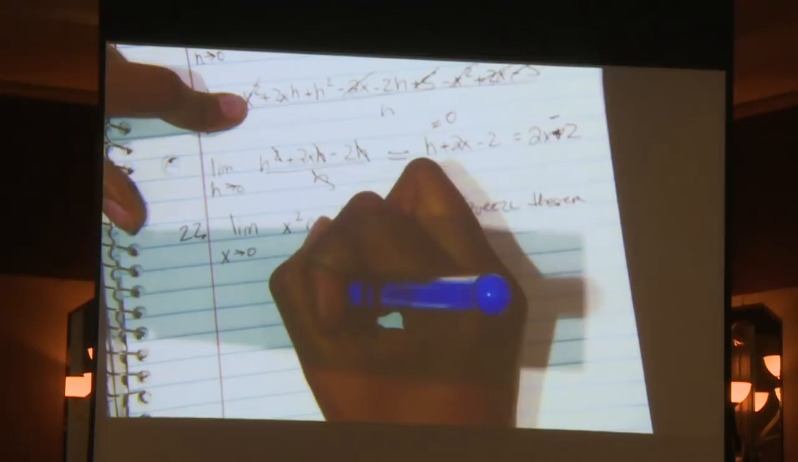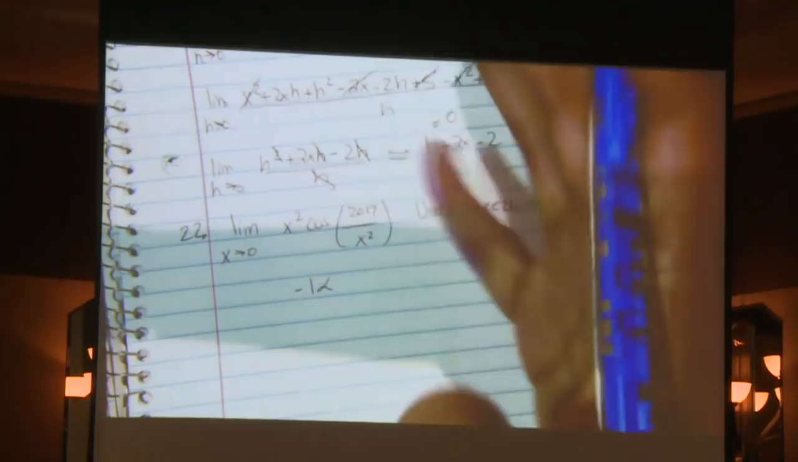Even though I know as it approaches 0, that doesn't exist, you're still going to know that it's in between negative 1 and 1.